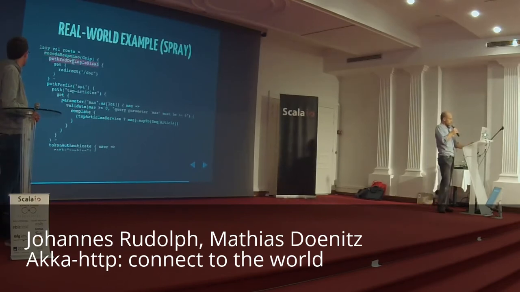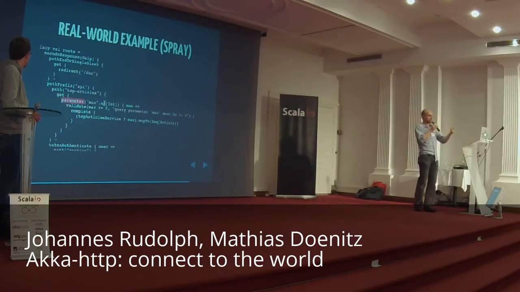So here we just match the root resource, and we just redirect to /doc, whatever the documentation is. And then all the requests that start with API go in here, and then we have something else. That's if it's /API/top articles, whatever that means for this business service, and it's a GET request, then we expect a certain parameter called max, which must be there, and it must be an integer, right?